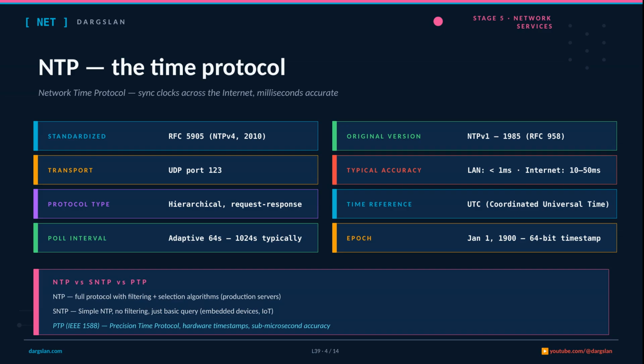Worth knowing its cousins, too. SNTP is the stripped-down version you'll find in IoT gear and cheap routers. No filtering, just ask and accept. And PTP, IEEE 1588, is the precision sibling, using hardware timestamps to hit sub-microsecond accuracy. That's what trading floors and telecom networks reach for when milliseconds aren't good enough.